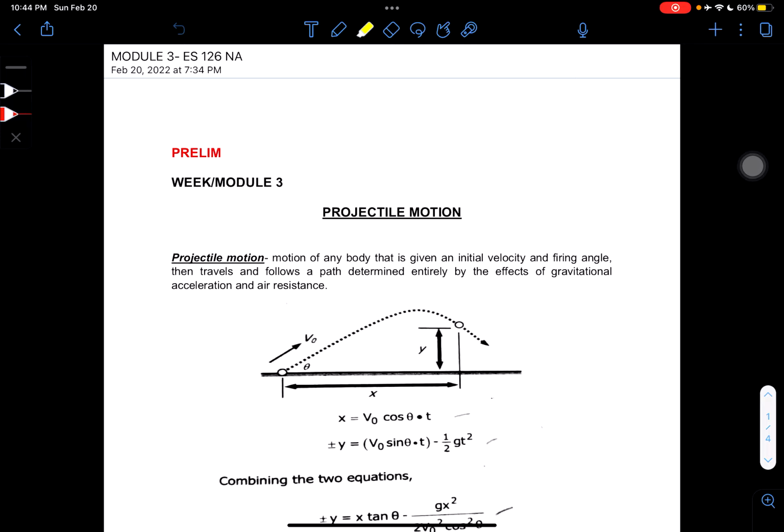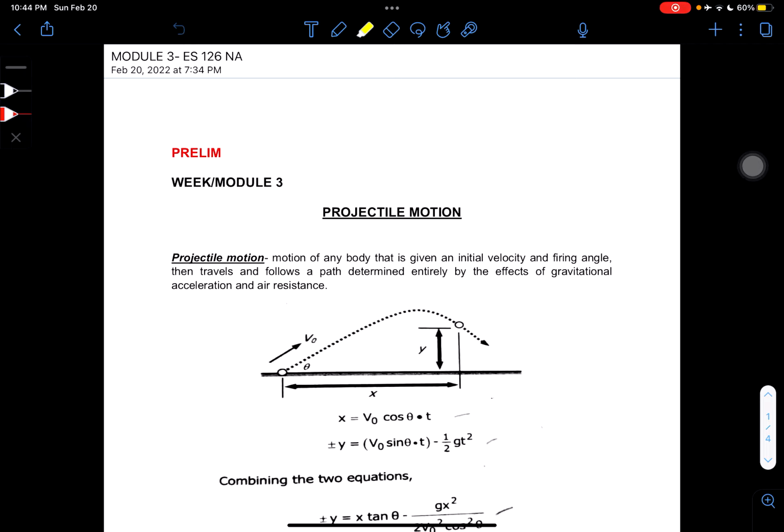Okay, good morning for our week module number 3 for our prelim. So our topic is about projectile motion. So first, let's discuss what is projectile motion.